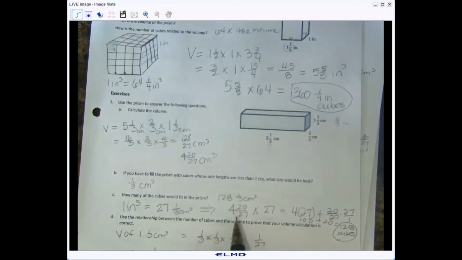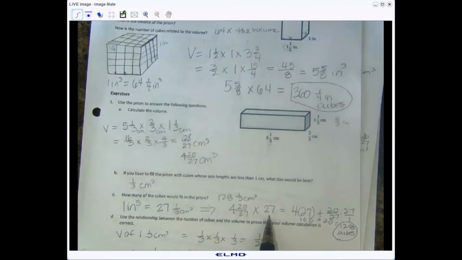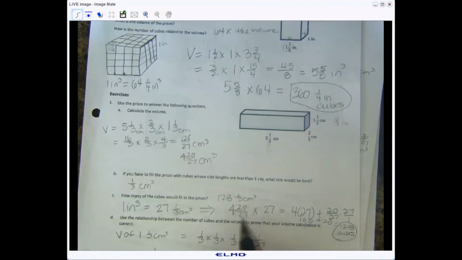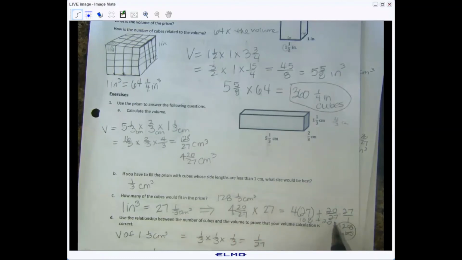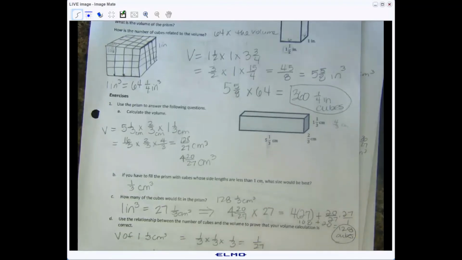And now all we have to do is take our volume, which was this lovely fraction, 4 and 20/27, and multiply it by 27. Okay, well, don't worry. We know the distributive property. We can multiply this in parts. We can multiply 27 times 4 and get 108. And then multiply 27 times this extra portion, which is 20/27, and we get 20. And we find out that it's 128 cubes to fit in that box of the 1/3 by 1/3 by 1/3 size.